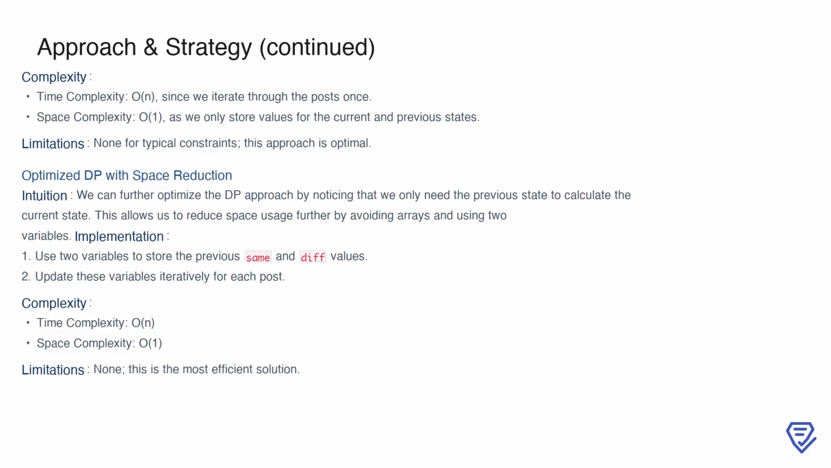Specifically, we maintain two variables to store the previous same and diff values, updating them iteratively for each post. With this optimization, we maintain the efficiency of the solution while reducing resource usage. This makes the approach not only optimal but also scalable for larger inputs.